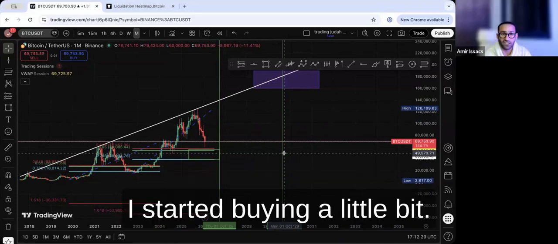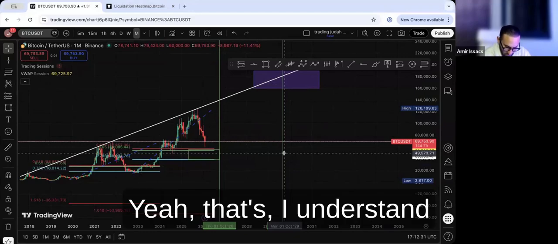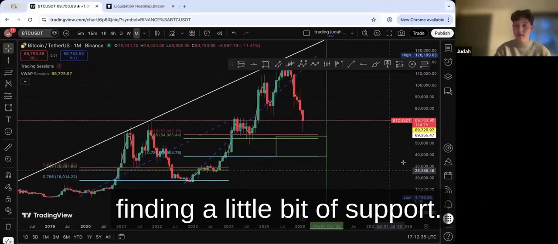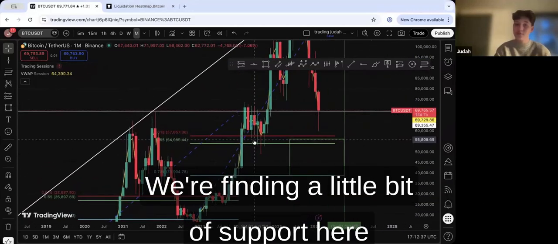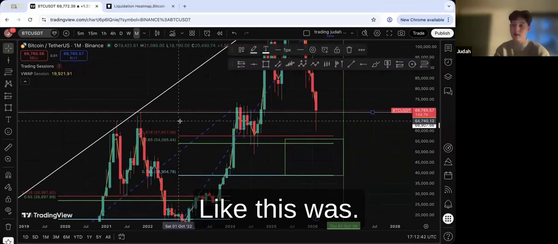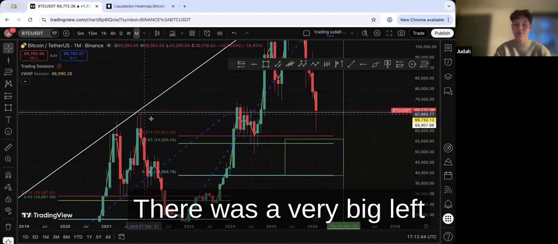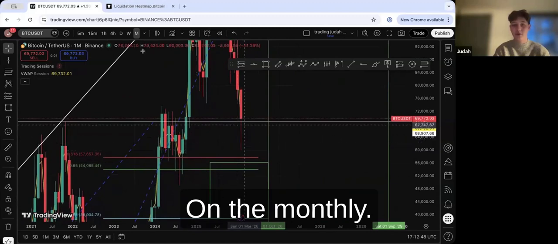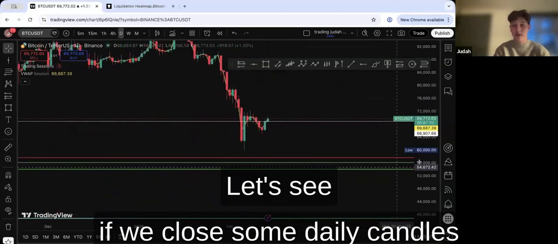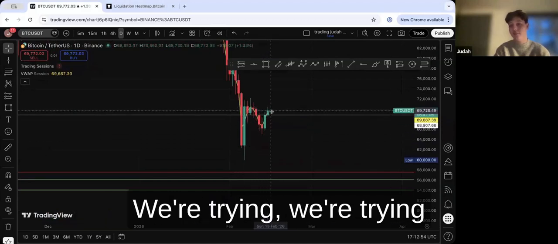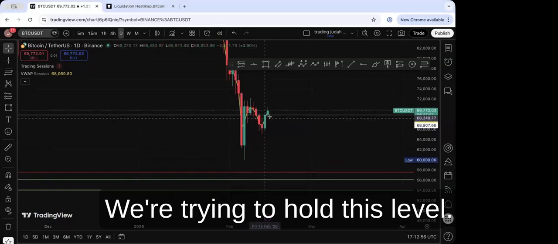I'll be honest, I started buying a little bit. Yeah, I understand that too, because we're finding a little bit of support here at the previous all-time high. That was like a big level. This was a very big level, the previous all-time high, and we're finding some support on the monthly. Let's see if we close some daily candles above. We're really struggling, we're trying to hold this level.